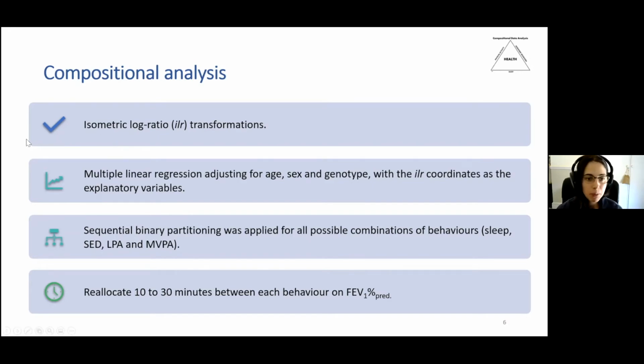The next step was that we applied multiple linear regression on our coordinates and adjusted it for age, sex, and genotype. We also included FEV1 in this regression.